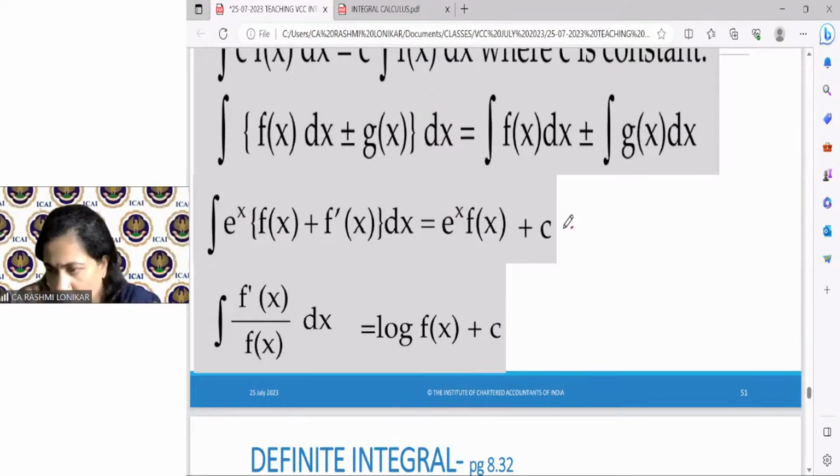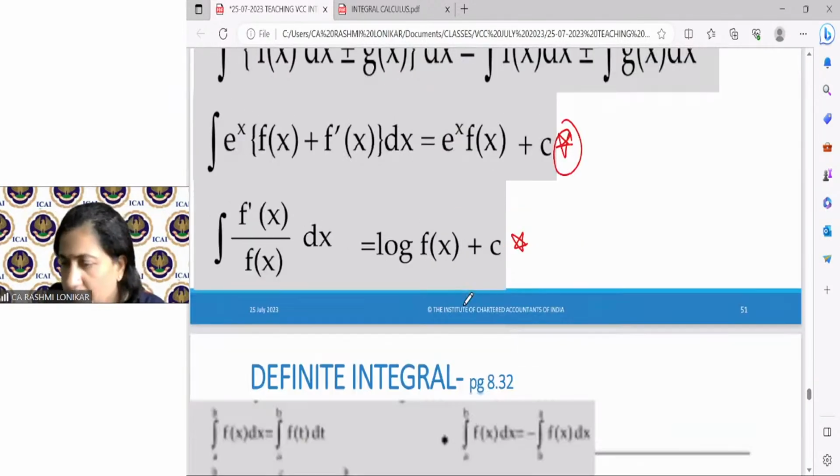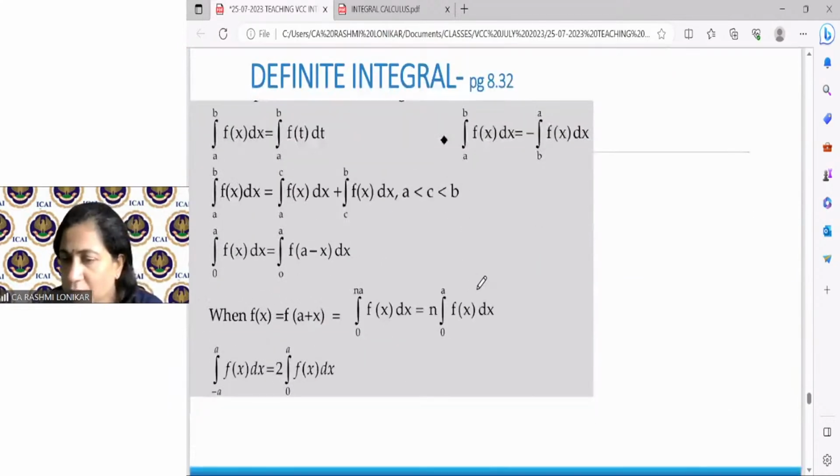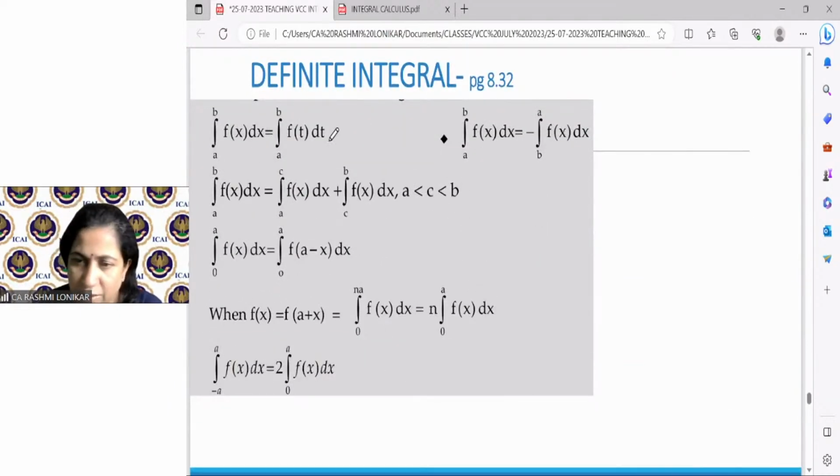This is also important in terms of theory questions. Integral of e^x (f(x) + f'(x)) dx will be equal to e^x f(x). And this one, integral of f'(x) upon f(x) dx is equal to log of f(x). The last important part is the definite integral.